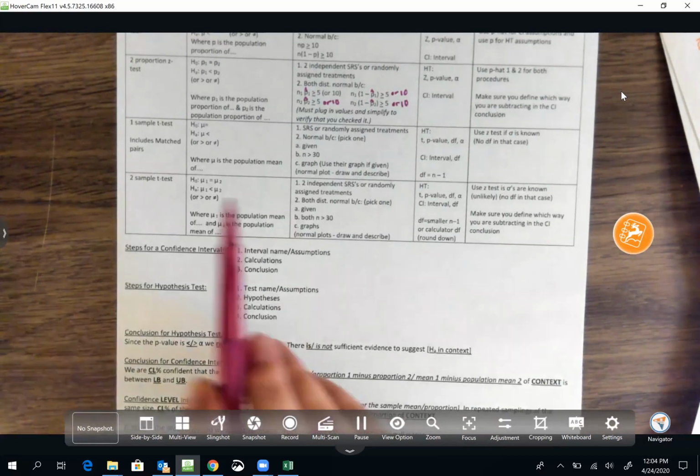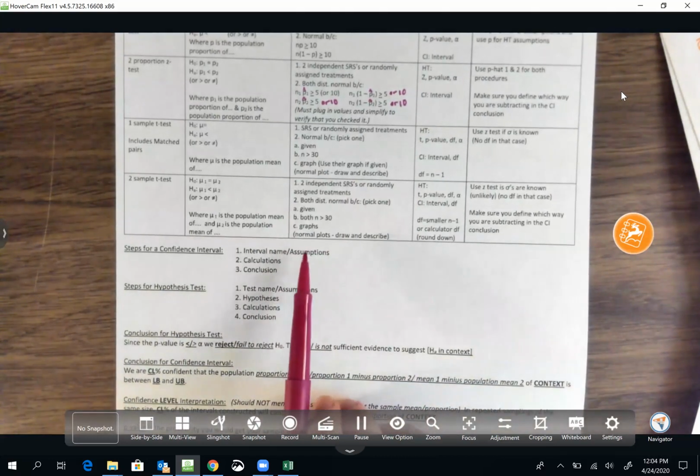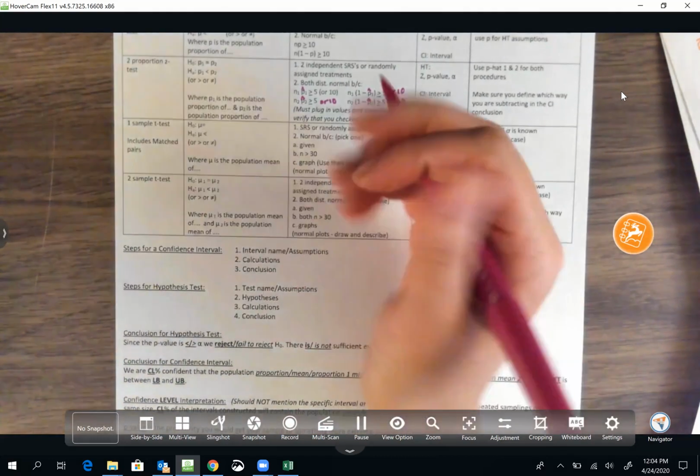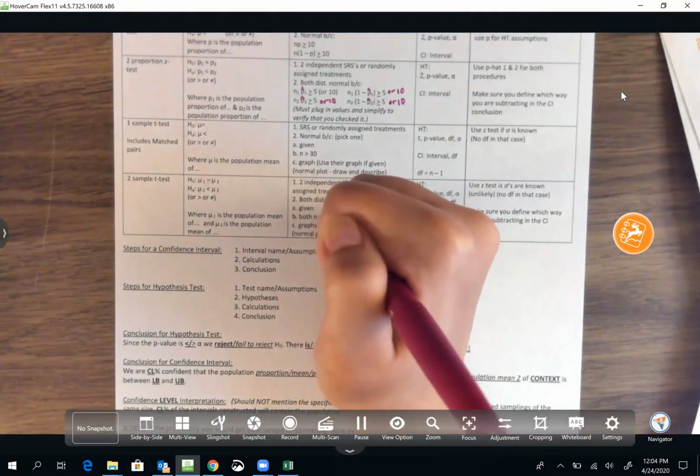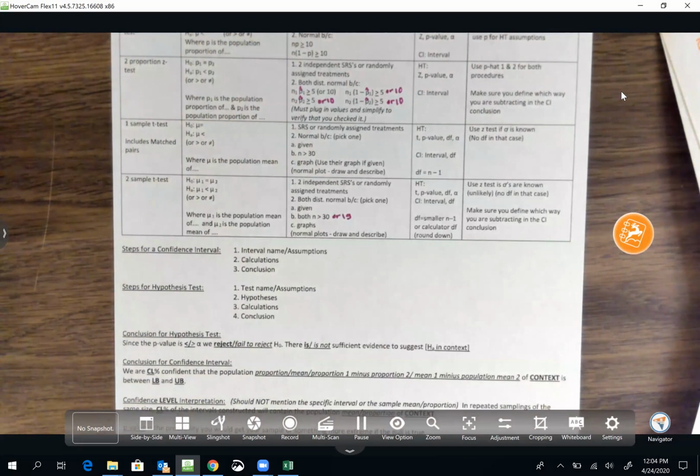So with 1 sample, there will be 1 graph, 2 samples, there will be 2 different graphs. They should give you both. Or the sample size is greater than 30, or even 15 is sometimes used for 2 sample, but not for 1 sample.